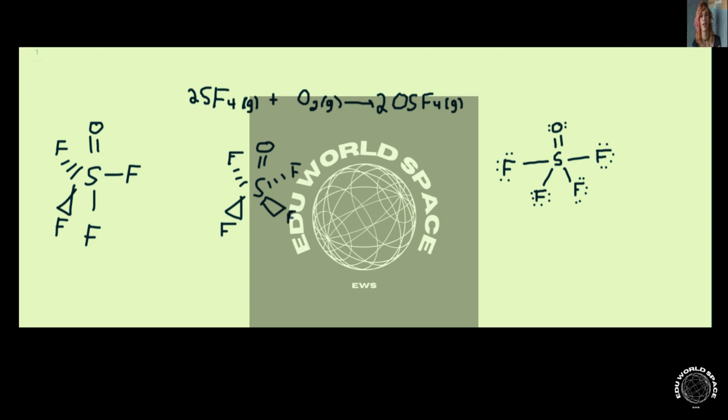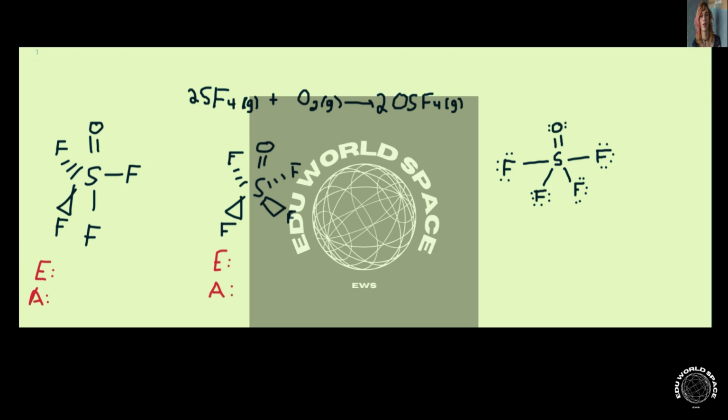So for E, they want us to know how many fluorines are going to be axial and how many are going to be equatorial. So E and A. E for equatorial and A for axial.